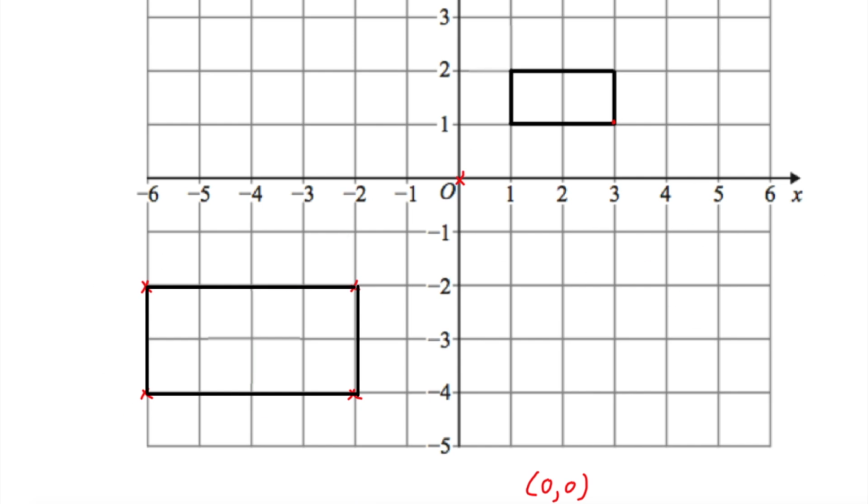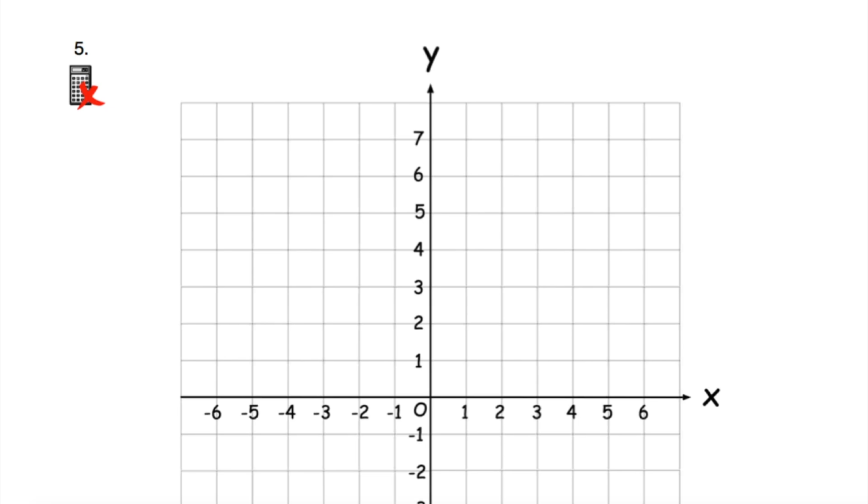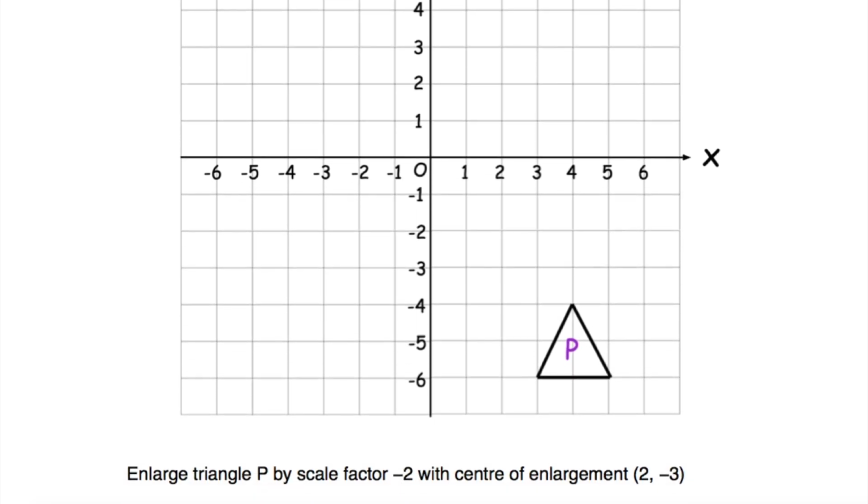Okay, let's have a look at our next question, question number 5. So question number 5, we've got this grid and we've got this triangle P, and we've been asked to enlarge triangle P using scale factor -2 using center of enlargement 2, -3.